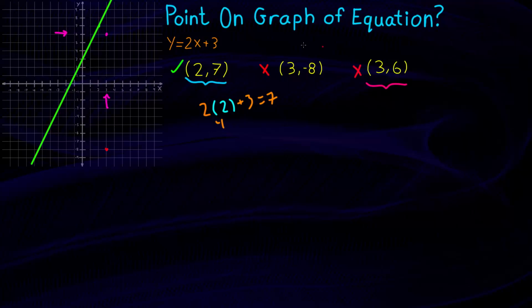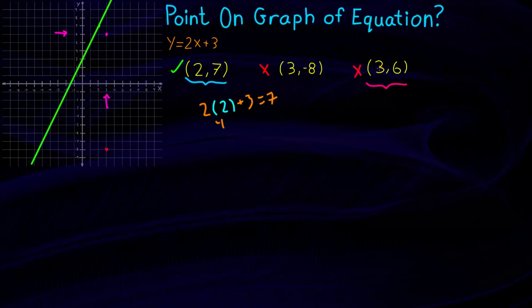This one we could actually eliminate early on because we can see that the positive y-intercept and the positive slope means that any positive x value should correspond with a positive y value. In this case, it didn't. We know that this point is not on the graph of the equation.